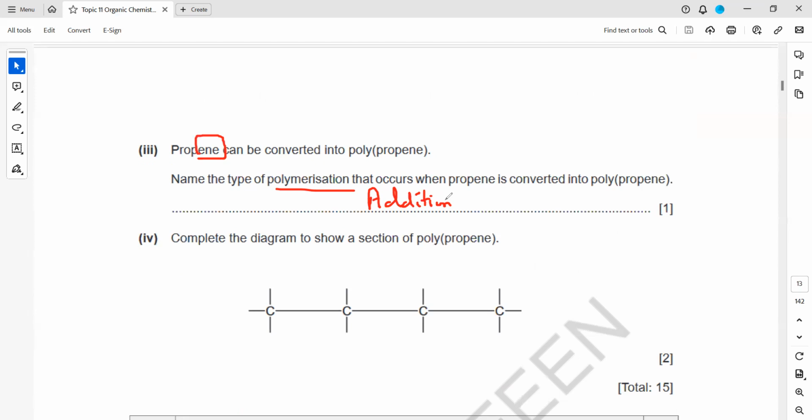In a condensation polymer, 3 possibilities are there: amine with carboxylic acid, alcohol with carboxylic acid, or alcohol with alcohol. So 3 possibilities are there if it is a condensation polymer. But if it's an addition polymer, then we have only alkenes. So alkene will undergo addition polymerization.